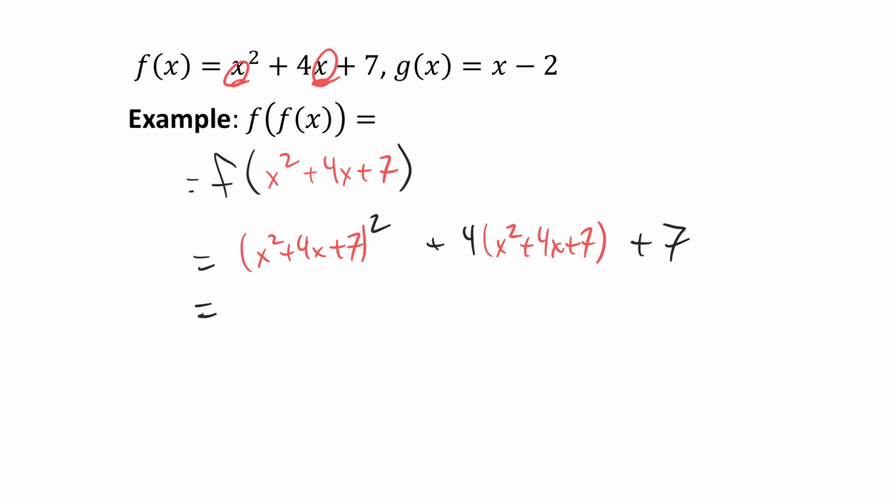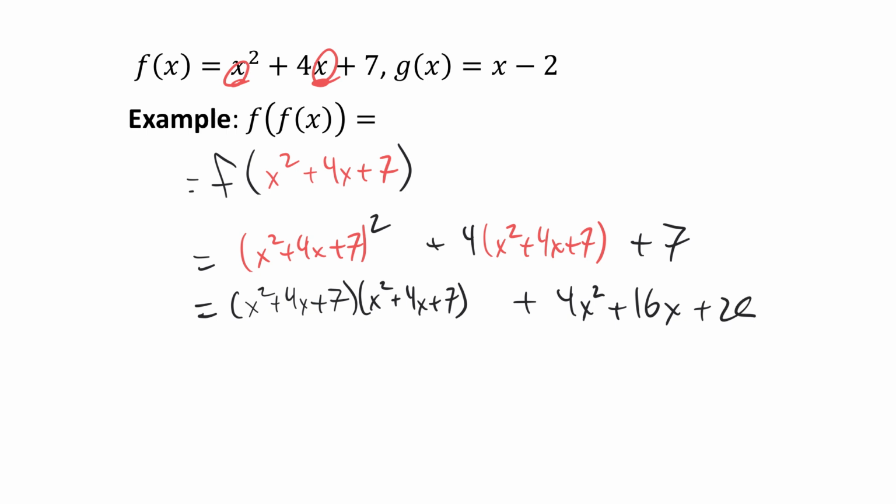Now, this is where you definitely need those algebra skills. We have to expand this whole polynomial, and it's definitely a little tricky. We have x squared plus 4x plus 7 times x squared plus 4x plus 7. And then over here, well, this isn't too bad. This is 4x squared plus 16x plus 28, plus 7. Now here, the x squared needs to multiply each term. The 4x needs to multiply each term. And finally, the 7 needs to multiply each term. So there's going to be a total of 9 terms here.